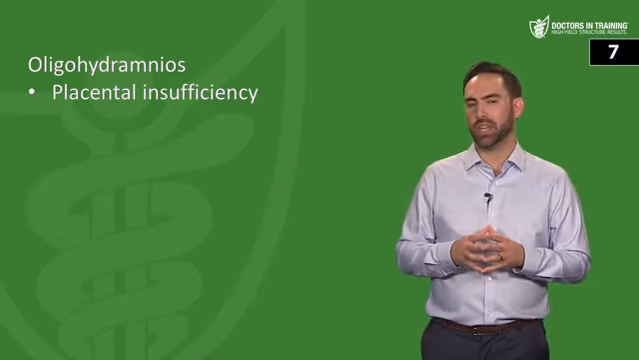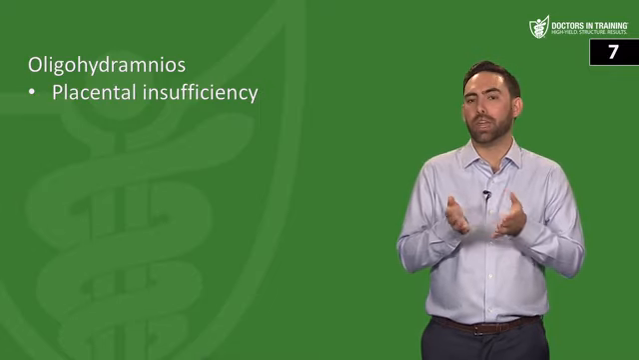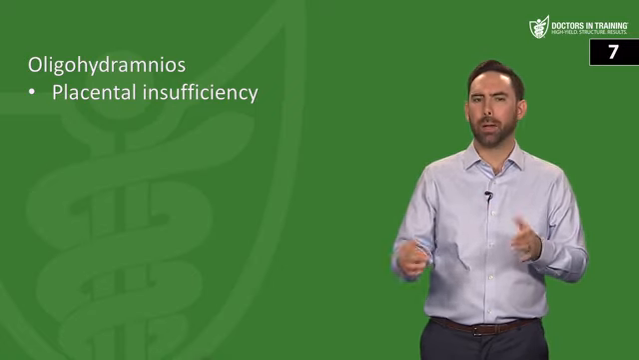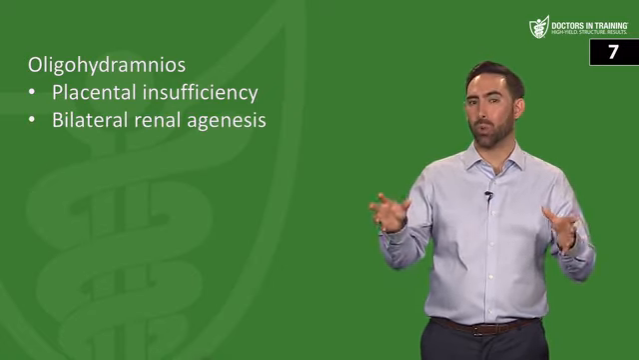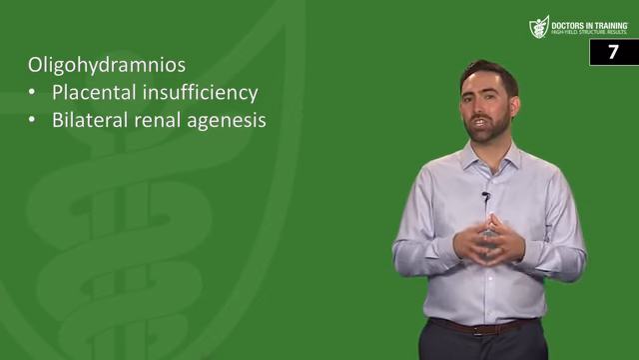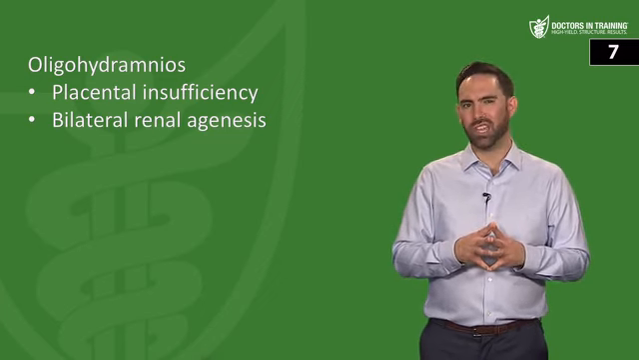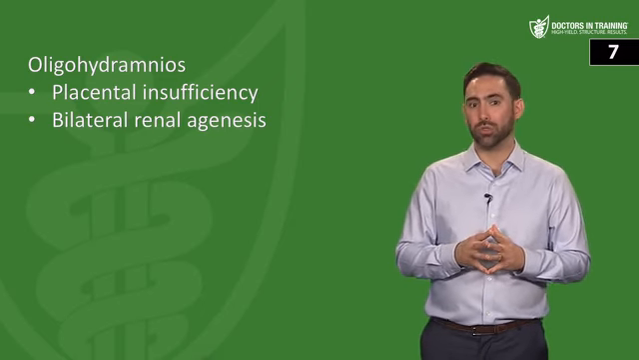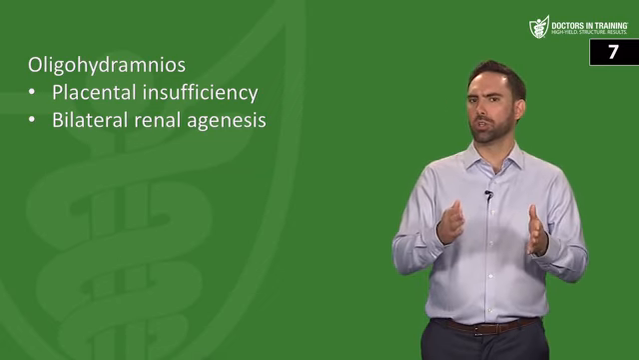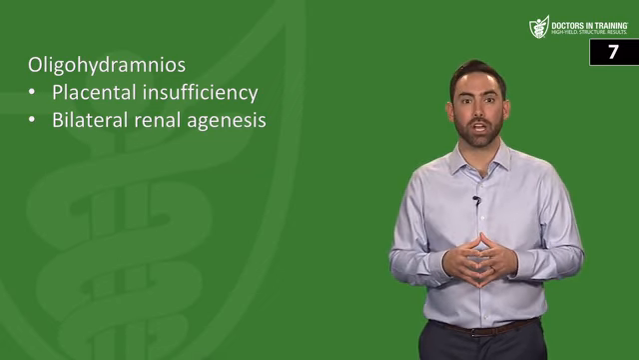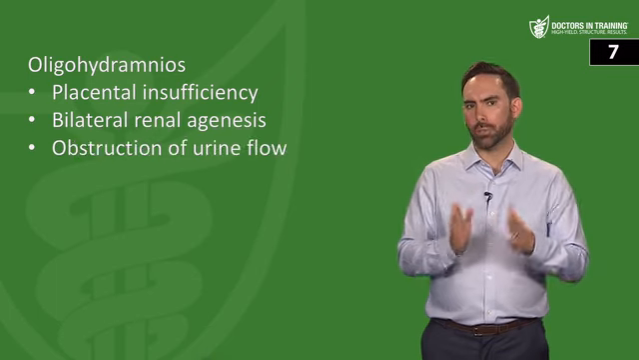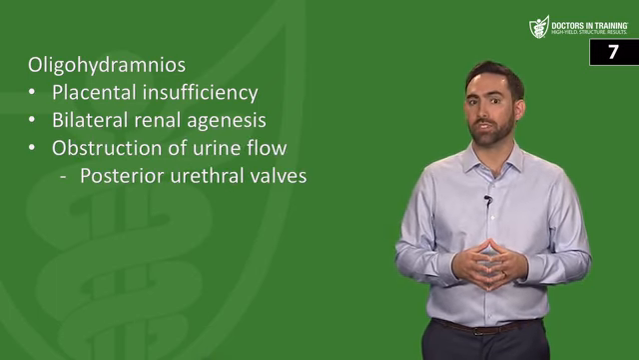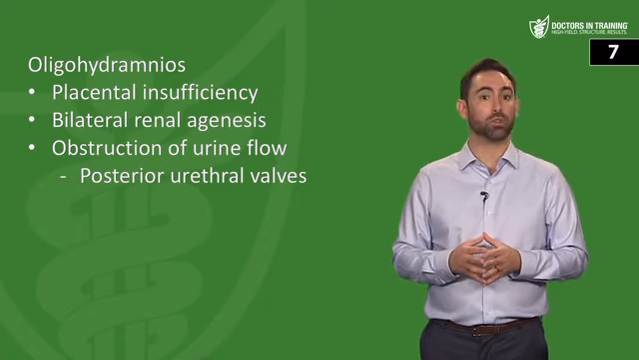Placental insufficiency. If the fetus isn't getting enough blood, it may shunt blood away from the kidneys, resulting in decreased urine production. Bilateral renal agenesis, where the kidneys don't develop normally. This can result in Potter sequence, where the infant has pulmonary hypoplasia and other congenital malformations due to this oligohydramnios. You'll learn more about Potter sequence in the renal section of this course. And then obstruction of urine flow, for example by posterior urethral valves in males, that can lead to oligohydramnios.